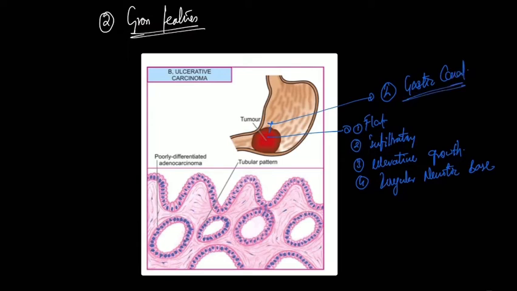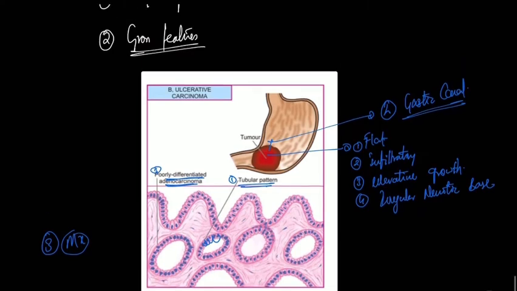Yes, now let's come to its microscopic features. Yeah, what do we see? We see that there's a tubular pattern here. Yes, and we also see that your adenocarcinoma is poorly differentiated. Yeah, so these were the features of your ulcerative carcinoma.